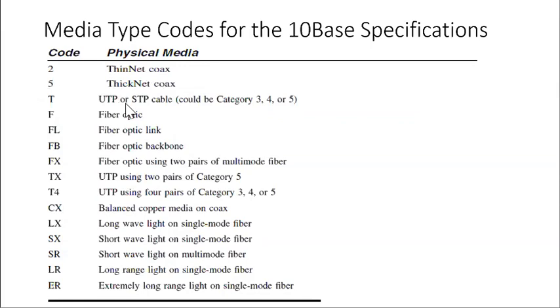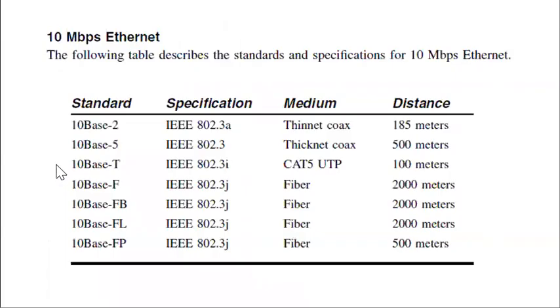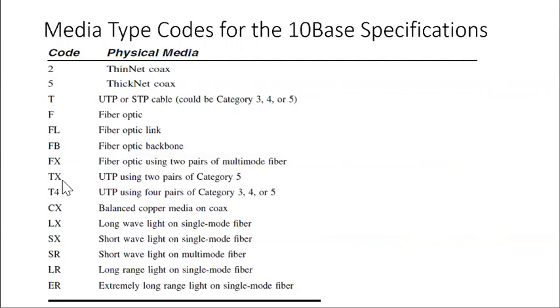T, right, UTP or STP. Then F means fiber optic. FL, fiber optic link. FB, fiber optic backbone. So this is usually used as a backbone, okay, and this is for the normal link, right? Then FX, okay, multimode, okay, and so on. So these are the codes, where ER is for extremely long range, okay, long range, and so on. So these are the codes for the 10 base specification.